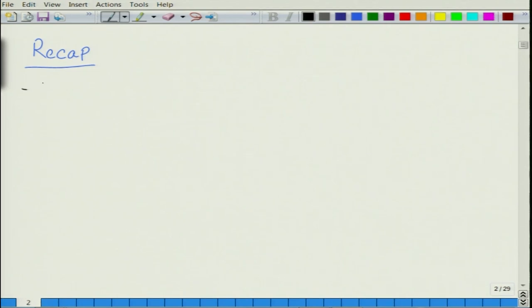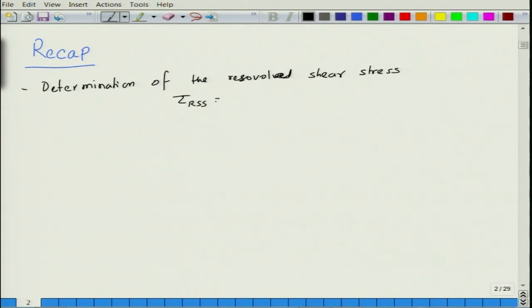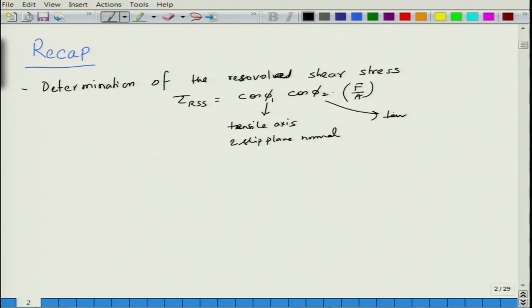So in the last lecture, we saw determination of the resolved shear stress, basically, which was tau RSS equal to cos phi 1 cos phi 2 into F divided by A. So, where phi 1 is the angle between tensile axis and slip plane normal, and phi 2 was the angle between tensile axis and slip direction. So, you need to take care of all the slip systems, consider all slip systems.